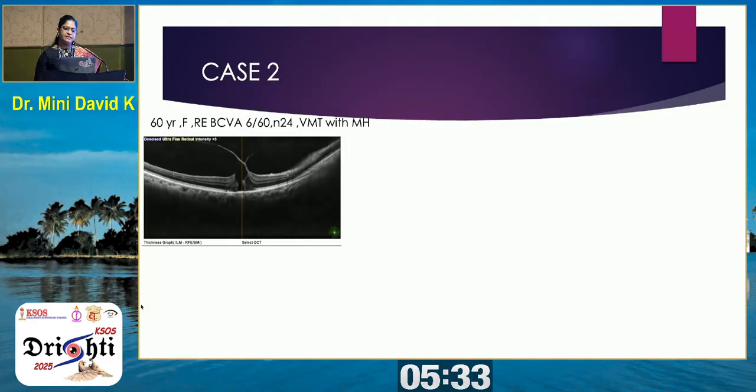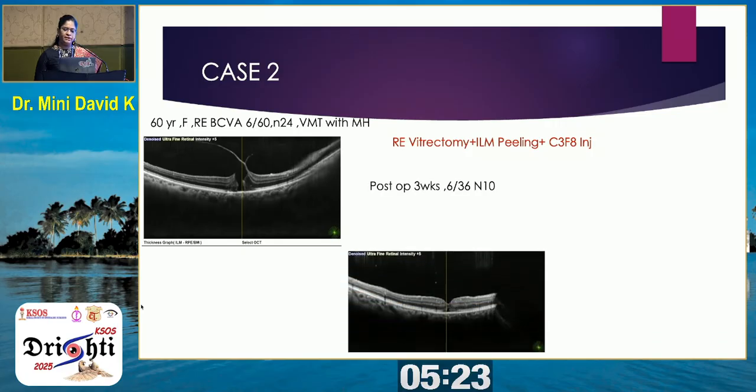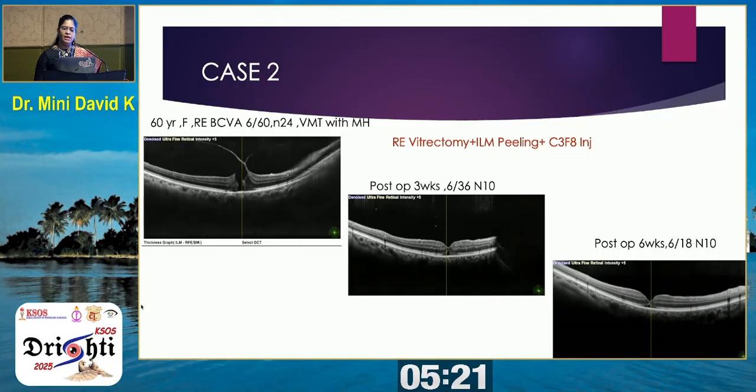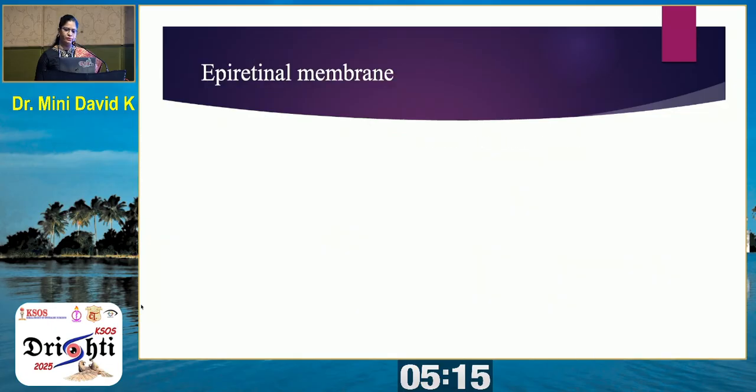It's a case of a 60-year-old female with best corrected visual acuity of 6/60 and N24. Patient presented with VMT with a macular hole. Patient underwent right eye vitrectomy with ILM peeling and C3F8 injection. Advised post-op positioning. Following post-operatively at 6 weeks, there was anatomical closure of the hole, and vision improved to 6/18 and N10.